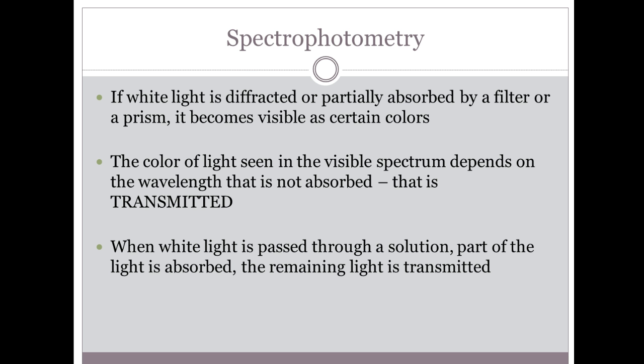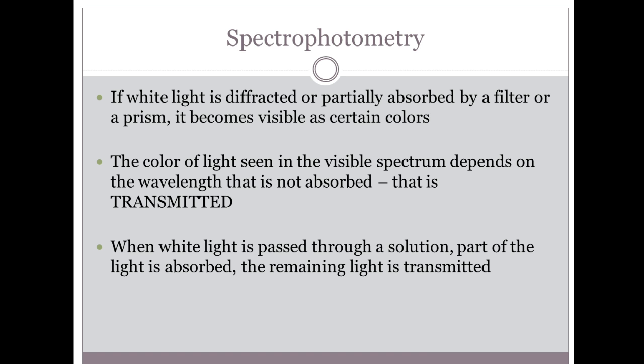With spectrophotometry, if white light is diffracted or partially absorbed by a filter or prism, it becomes visible as certain colors. The color of light seen in the visible spectrum depends on the wavelength that is not absorbed, that is transmitted. So what is transmitted through something is what's actually seen.